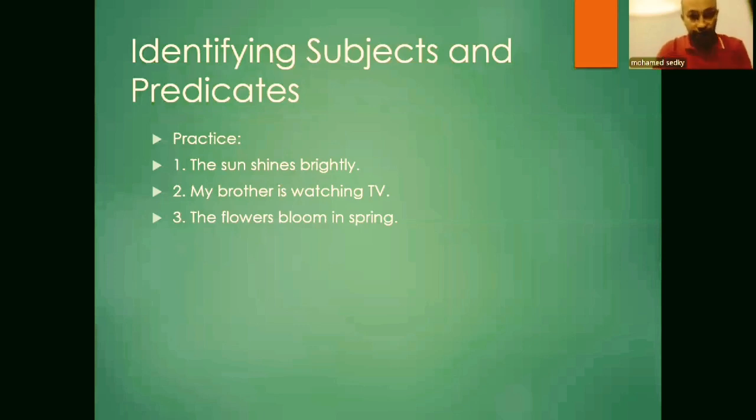The second example: my brother is watching TV. Again, I have here the word brother as the subject of the sentence, and is watching TV will be the predicate. The predicate starts with the main verb of the sentence. So in the first sentence we have shines. The second sentence started with the verb to be for the continuous form, is watching.